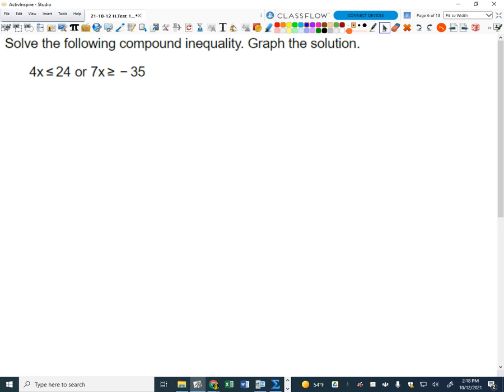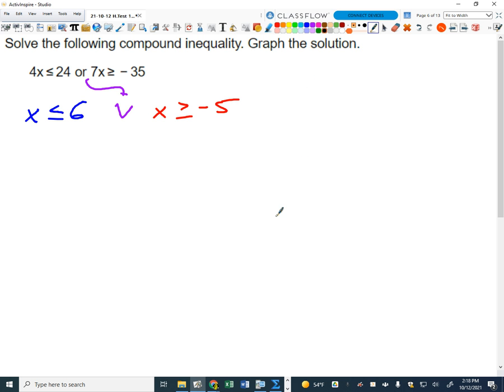Same kind of thing here. Let's look at this one. So we got two parts of this. 4x is less than or equal to 24. Divide by 4. I get x is less than or equal to 6. Or, if I divide by 7, x is greater than or equal to -5.